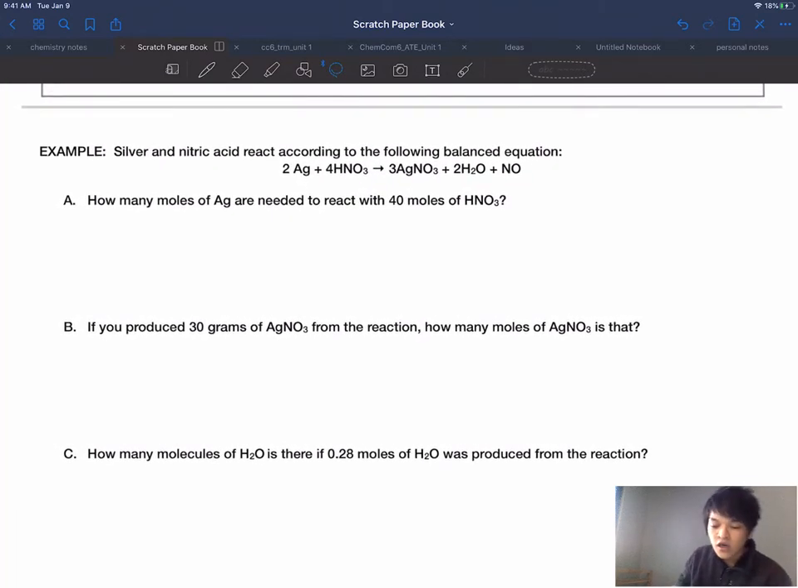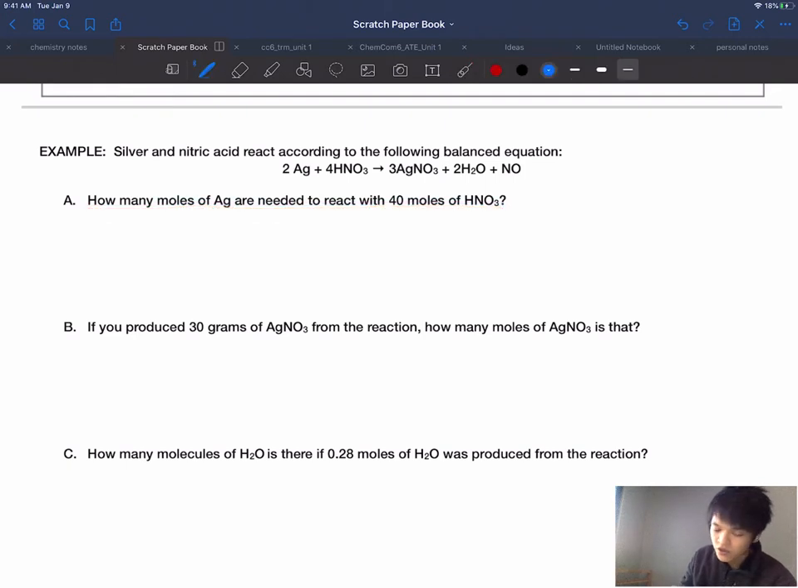It reads that we have silver and nitric acid. It's reacting to form silver nitrate and water and this thing called nitrogen monoxide. All right, first question. How many moles of silver are needed to react with 40 moles of this nitric acid?